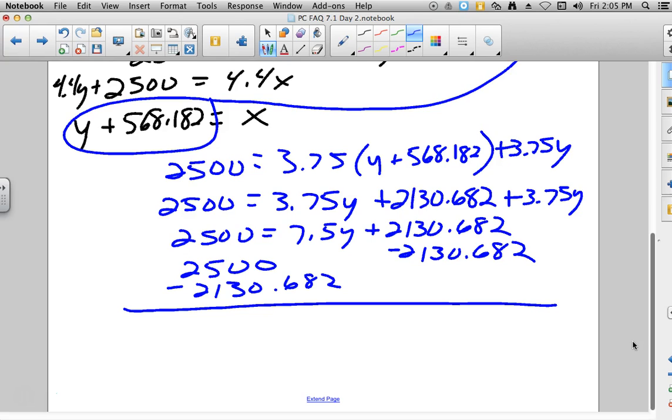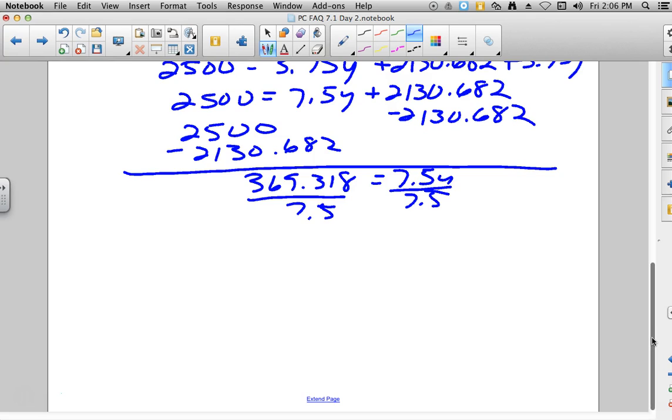And that will give us, oh, let's see. Well, let's just go ahead, once we have that answer, let's just go ahead and divide that. But this will be 369.318 approximately, and divide by the 7.5. And y comes out to be about 49.242 miles per hour.